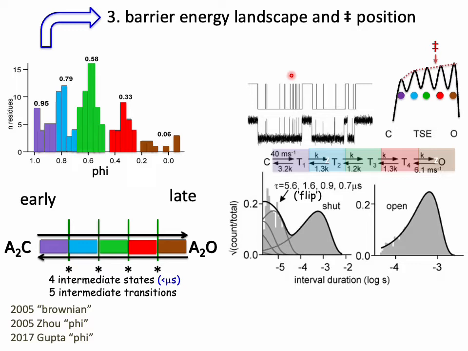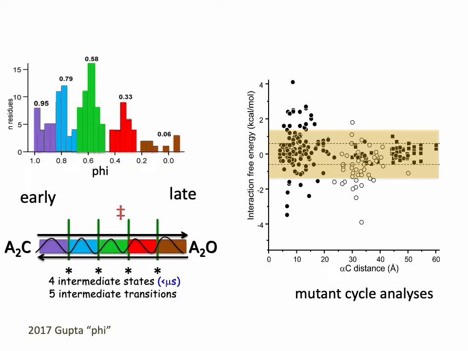So we learn the landscape and position of the transition state, and these intermediate states are on the order of microseconds or hundreds of nanoseconds. We also learned something else that's actually quite important, and that is we can pinpoint the energy change caused and locate them in the structures of the protein. And we can do that because of this data shown in this panel over here, which are mutant cycle analyses.